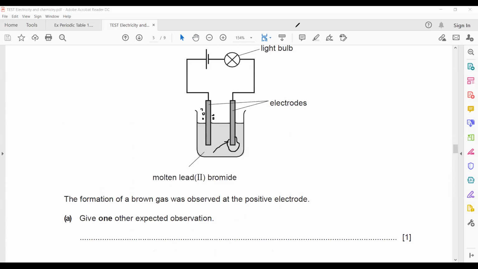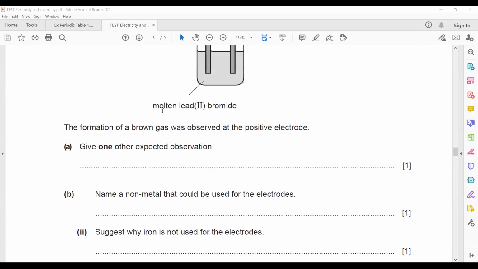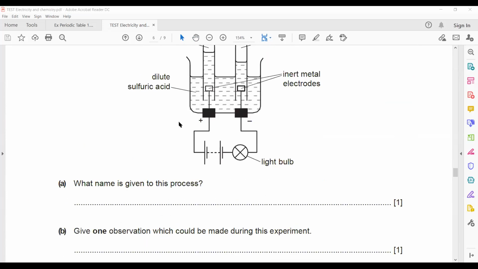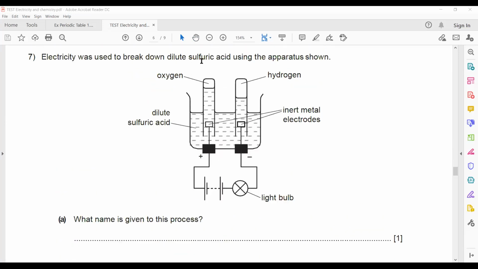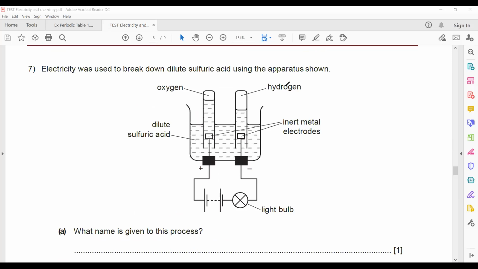7B, D, and E. Give one observation. Whenever a gas is given off when you are doing electrolysis, such as hydrogen and oxygen gases, you will observe bubbles at the electrode. So you can mention bubbles at the cathode or bubbles at the anode, or the lamp will light up.